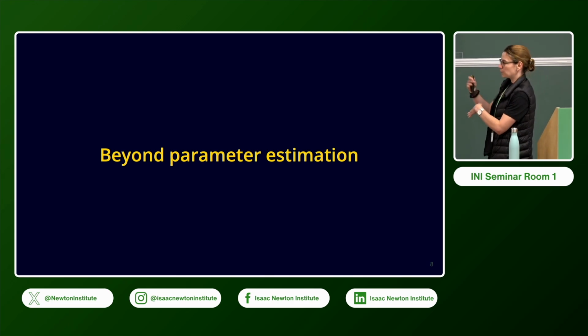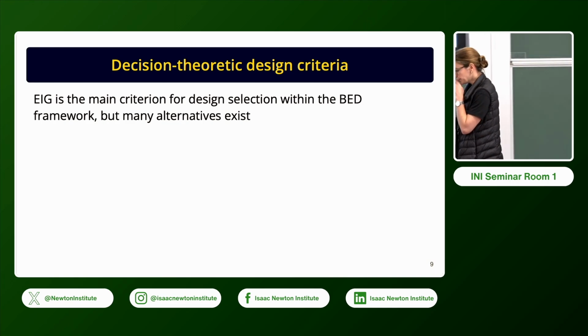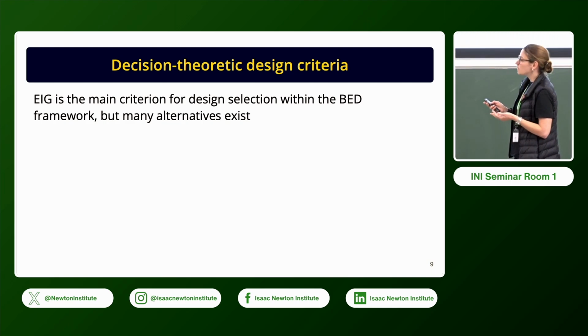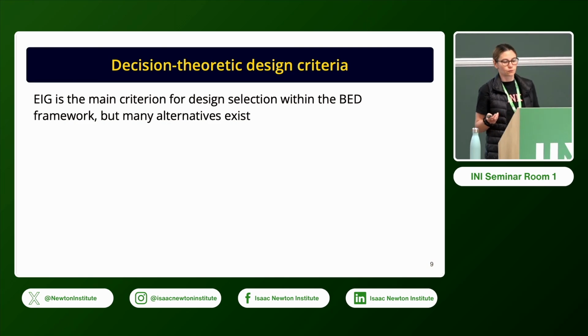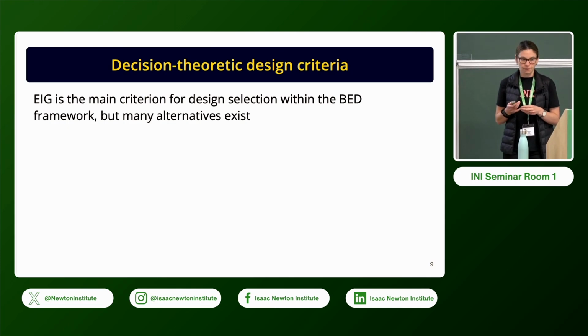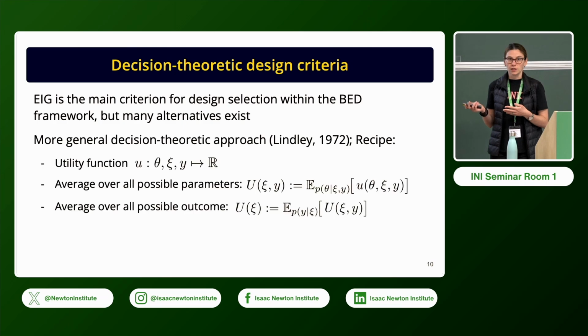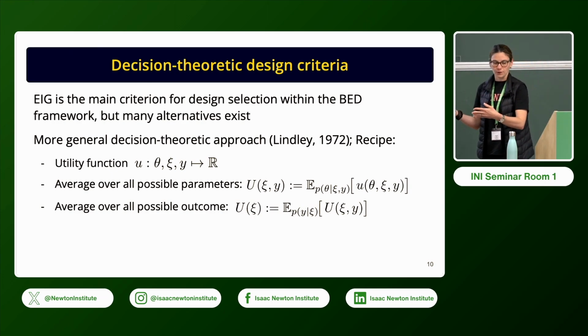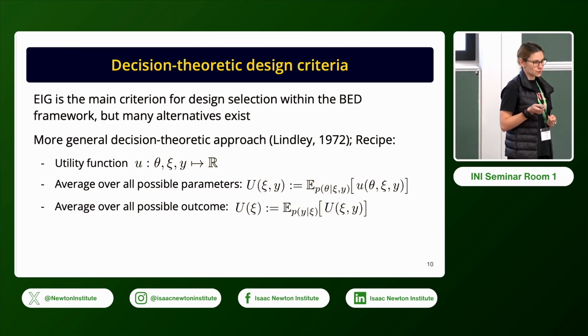Now we'll move to looking beyond parameter estimation in our model. And just a quick note, right? The expected information gain really is the most used criterion for designing experiments in the BED framework. But many other alternatives exist. And actually the general recipe for coming up with such criteria was given again by Lindley shortly after he introduced the Bayesian framework for optimal experimental design. So the general recipe is as follows.